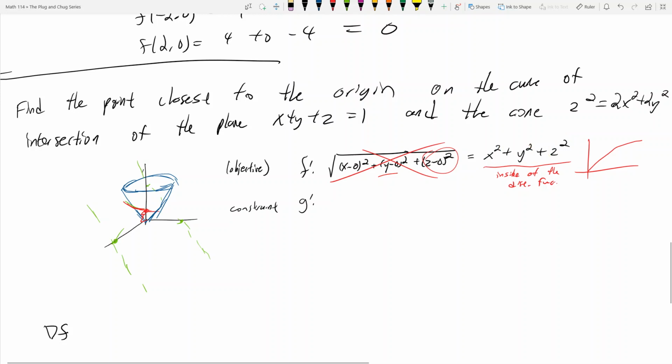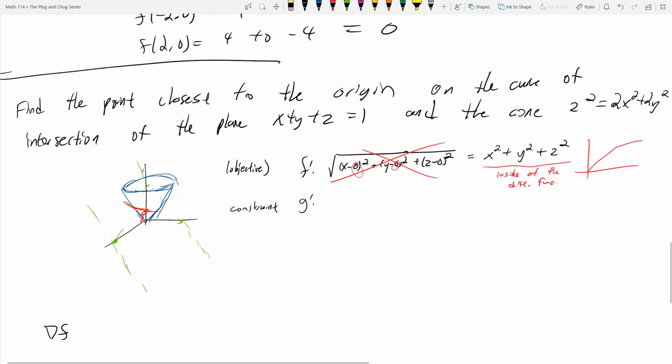So whenever you have to find a minimum or maximum distance, in this case the closest point, so the minimum distance, you want to use this as the objective function. Again, it's a coincidence that it's x squared plus y squared plus z squared, because the point we're calculating the distance to is the origin. So it's x minus 0, y minus 0, z minus 0.